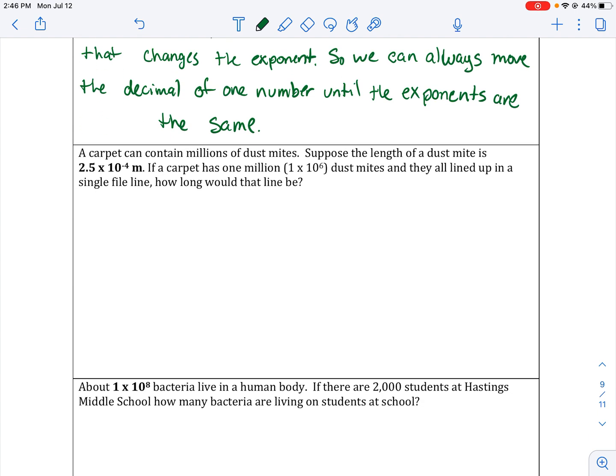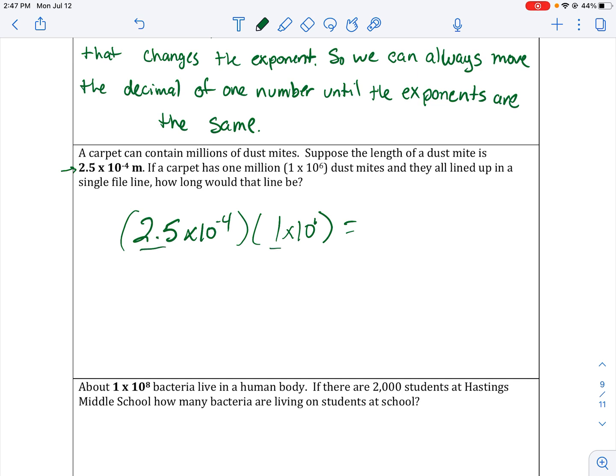So carpet contains dust mites. Suppose the length of a dust mite is right here. If a carpet has 1,000,000 of these and they're all lined up, how long would that line be? Well, in order to find out how long, here's the length of one dust mite. Here's how many dust mites there are. We want to find out how long. We're just going to multiply.